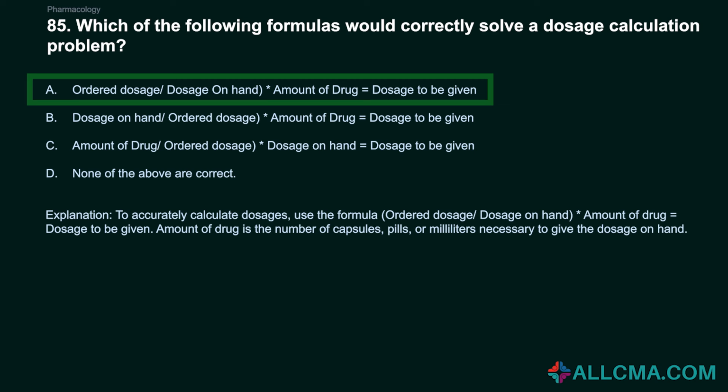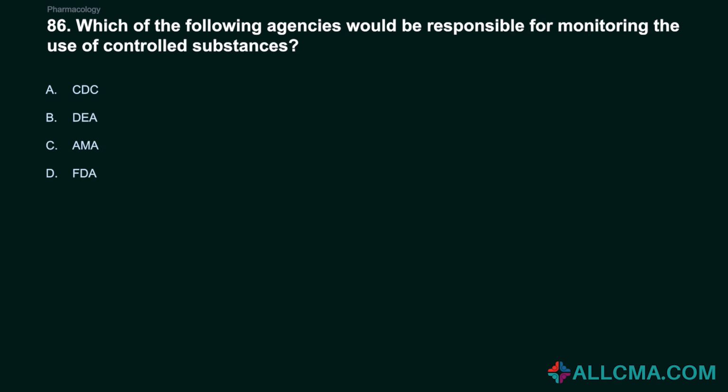To accurately calculate dosages, use the formula, ordered dosage / dosage on hand, * amount of drug equals dosage to be given. Amount of drug is the number of capsules, pills, or milliliters necessary to give the dosage on hand.